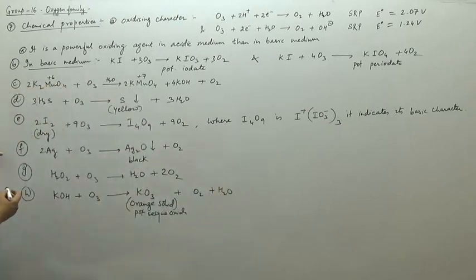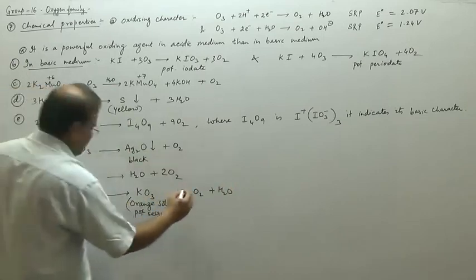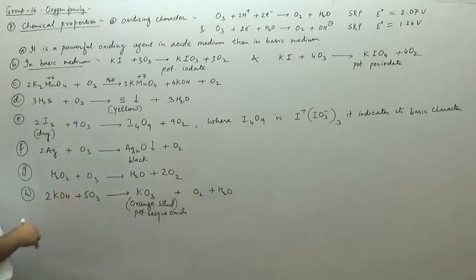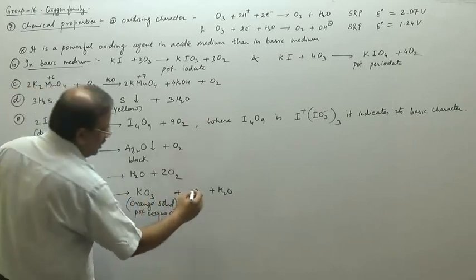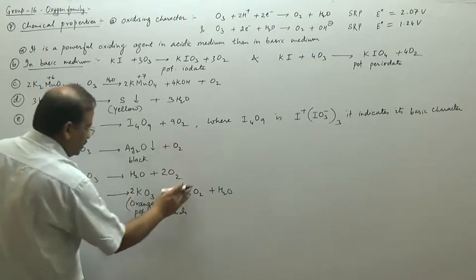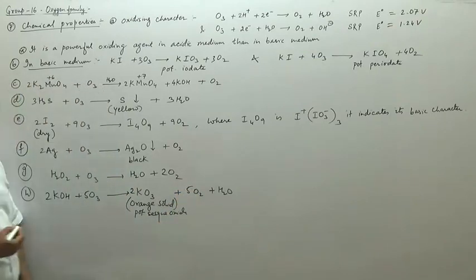Here we can balance that as twice of KOH, 5 of this. Then we can write H2O, then KO3. So I got this as O2, then 3, then I'll get 6 O2. Like that we are able to balance the reaction. I have written this as twice, then I have to write this 5. So we got the balanced reaction.